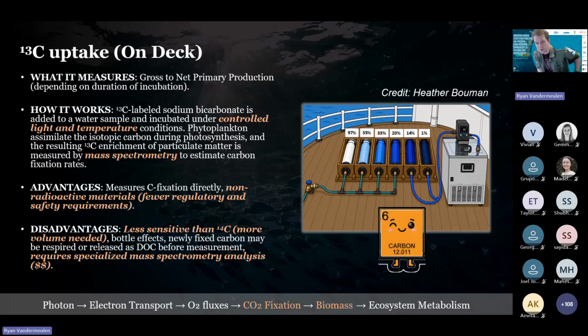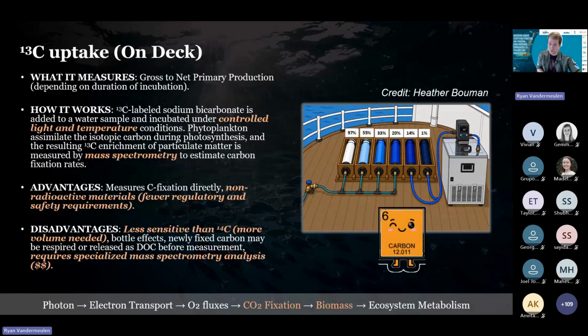An increasingly common alternative is to replace radioactive carbon with its stable isotope, carbon-13. The experiment itself is nearly identical. We add 13C labeled sodium bicarbonate to seawater samples, and then we incubate them under carefully controlled light and temperature conditions, and then measure how much of that labeled inorganic carbon ends up in particulate organic matter. Now, on deck, we can recreate the light environment using flowing seawater for temperature regulation, as well as neutral density screens to simulate different depths.